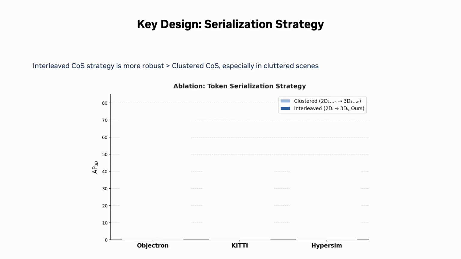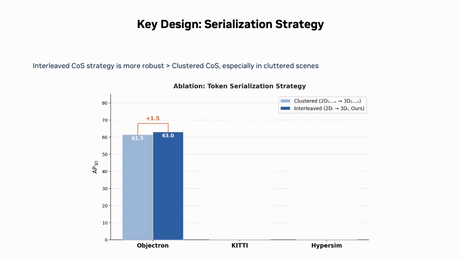A key design choice is the serialization strategy. We compare our interleaved chain of sight, where 2D and 3D tokens for each object are produced together, against a clustered alternative, where all 2D boxes come before all 3D boxes. On Objectron, which has only 1 or 2 prominent objects per image, the gap is small, just 1.5 points, since association is trivial. On KITTI, with more objects spanning a wider depth range, the gap widens to 4.7 points.